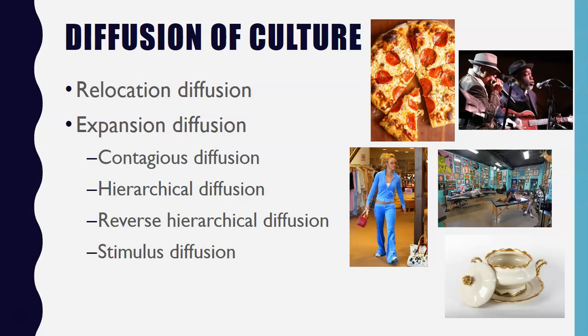Some reverse hierarchical diffusion goes from small rural communities to larger urban areas. Walmart stores, for example, diffused from rural Arkansas to nearly every city in the United States.